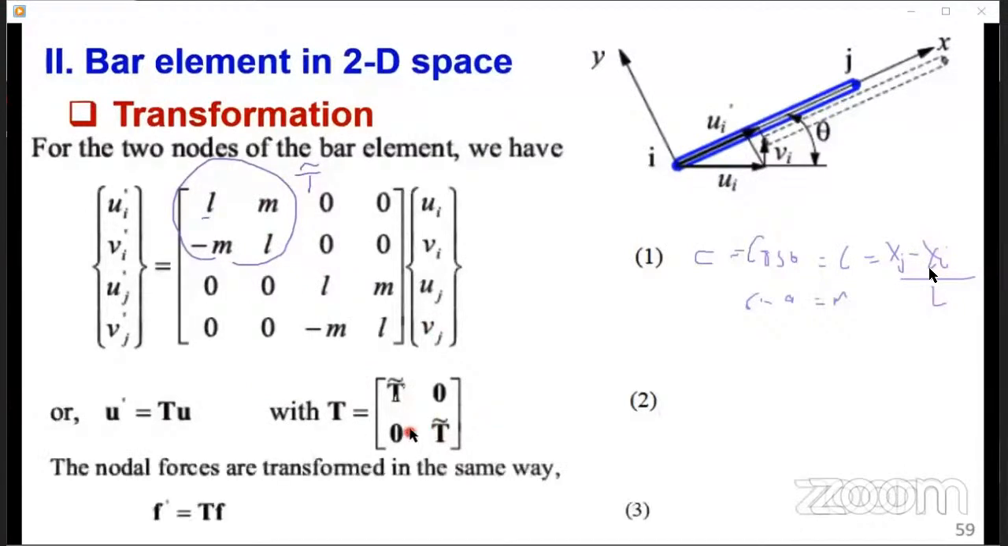Any quantity in the local coordinate system can be transformed into the global coordinate system using that transformation matrix.